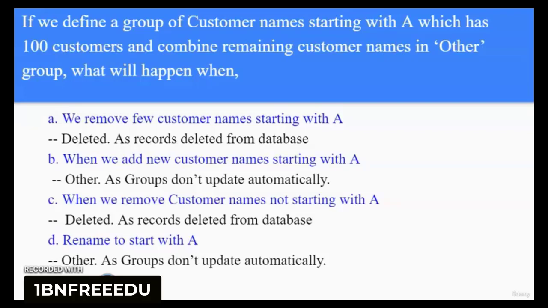Next, rename to start with A. So we have, for example, J and it is renamed to Ajay. Still, it will be in other category, other group, as groups don't update automatically.